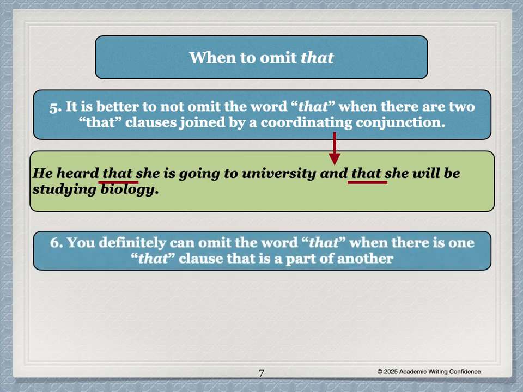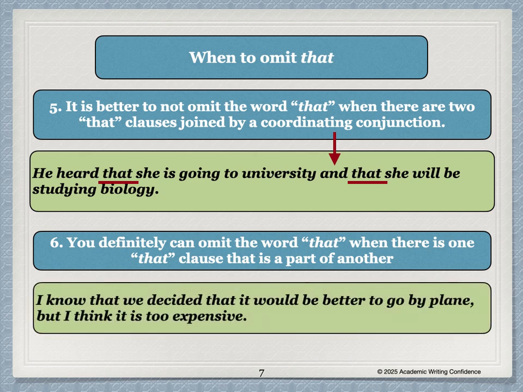However, you definitely can omit the word that when there is one that clause that is part of another, as in this example. I know that we decided that it would be better to go by plane, but I think it is too expensive. We do not need to include the words in this type of sentence. I know we decided it would be better to go by plane, but I think it's too expensive.